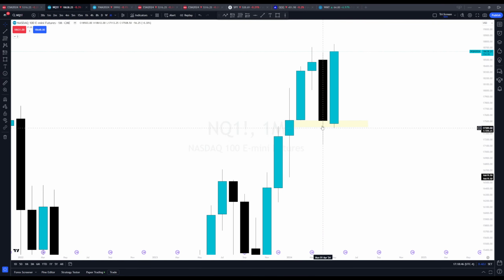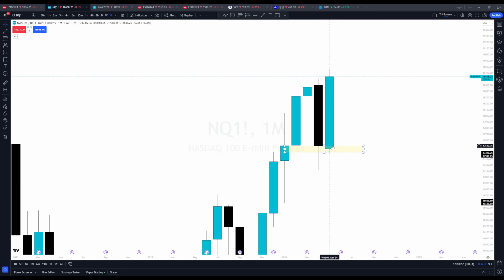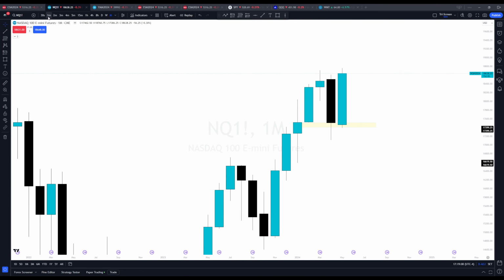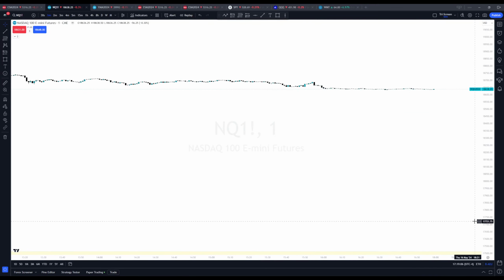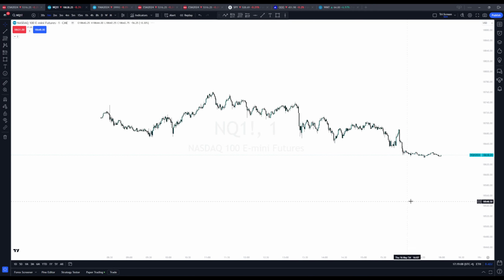The market came back down. Notice how the monthly candle never closed below that monthly FVG. We came down, filled it, and now we're pushing back up over April highs and back to all-time highs here. So that's how I use it. Let's break this down to a smaller time frame here.